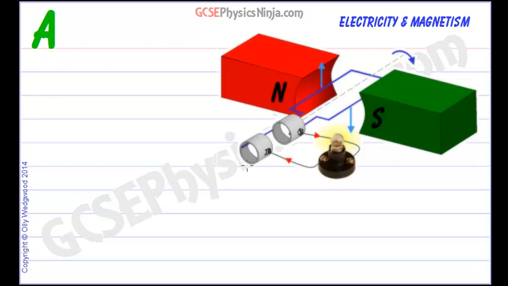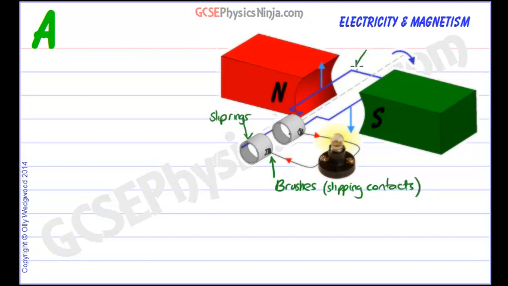Let's label things up here. So these are called slip rings, and they're attached to the coil. So as the coil rotates, these slip rings will be rotating as well. And these are called brushes or slipping contacts.